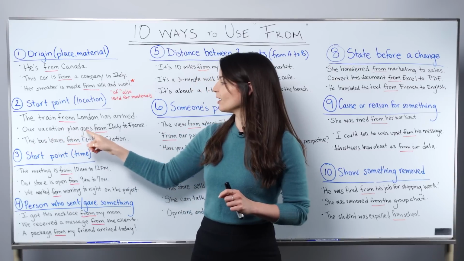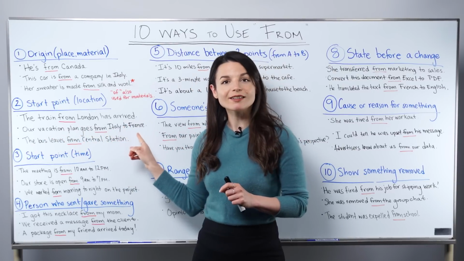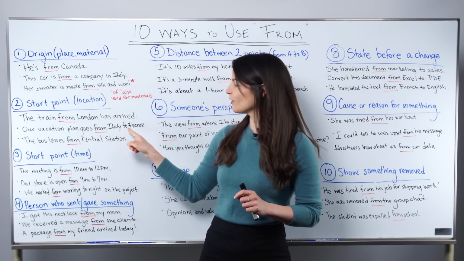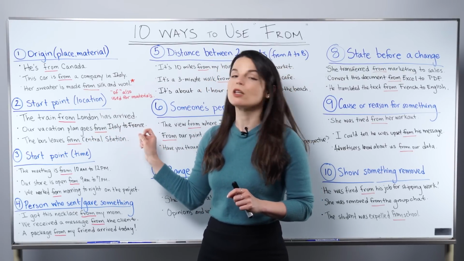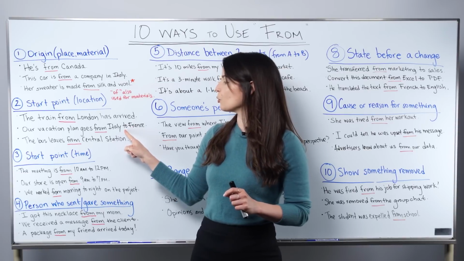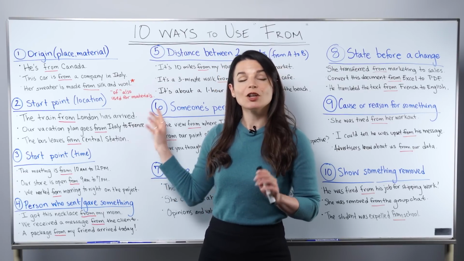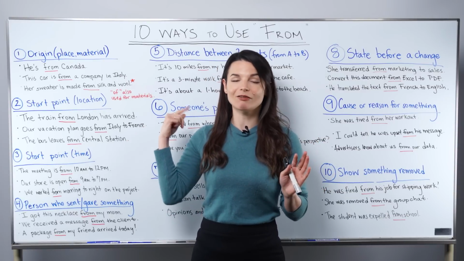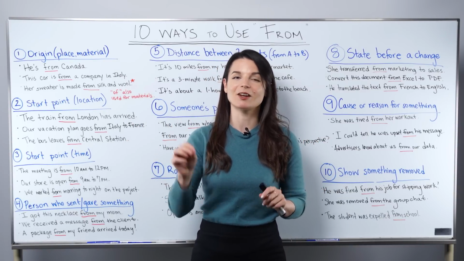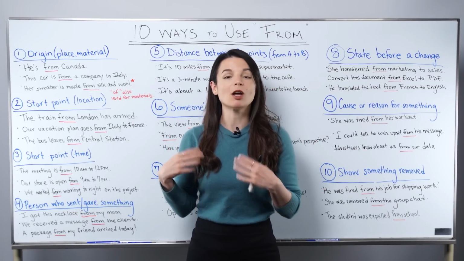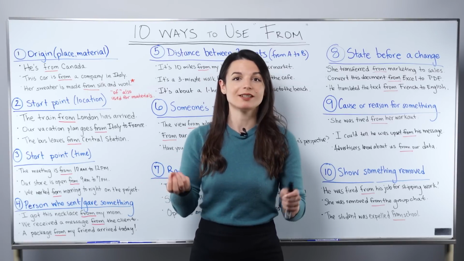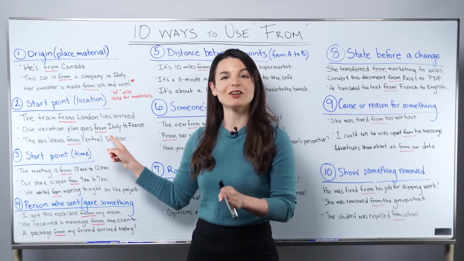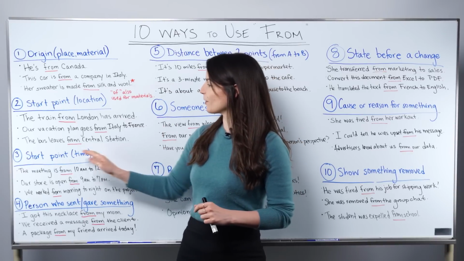Let's look at the second example. Our vacation plan goes from Italy to France. So in this case, we have our start point, Italy, and we have the end point, France. We know this because we have the preposition to before the destination. You'll see this from-to pattern in many of the uses in today's lesson. So it's a good reminder to keep in your mind that we often use from and to together. Here, we're talking about the start point, Italy, with from.